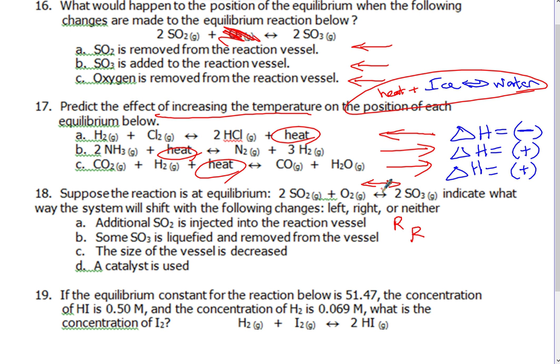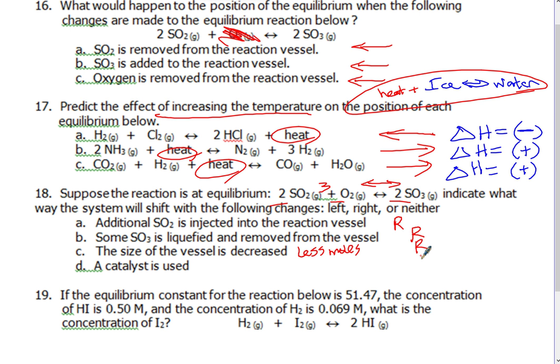The vessel size is decreased. So it's going to go to the side with fewer moles. Which side has fewer moles? The right. This side has 3 moles. This side only has 2 moles, so it's going to go to the right.